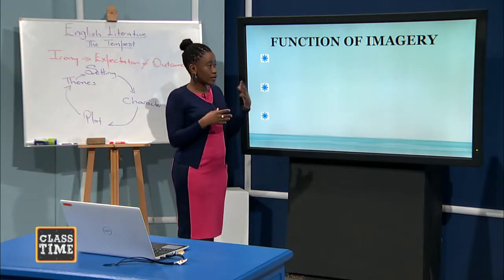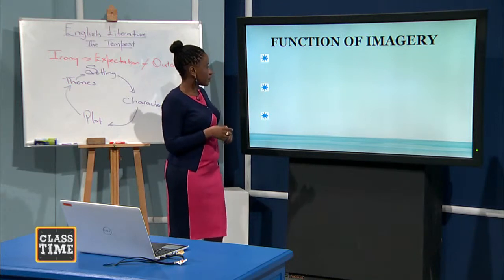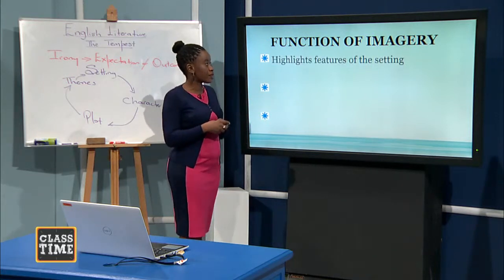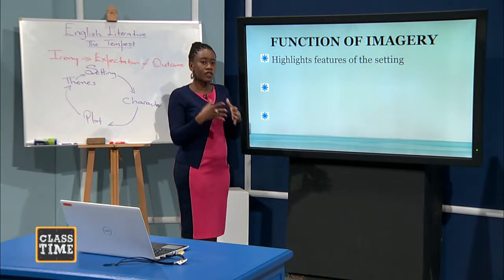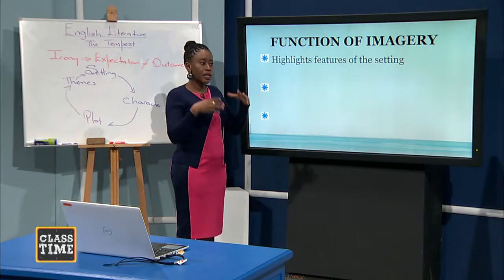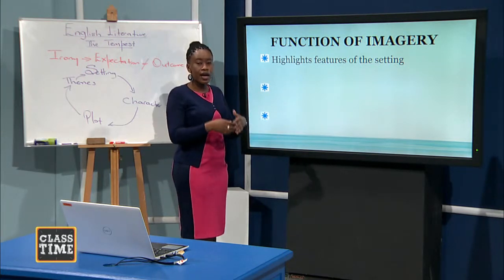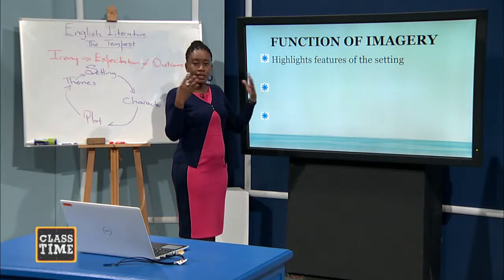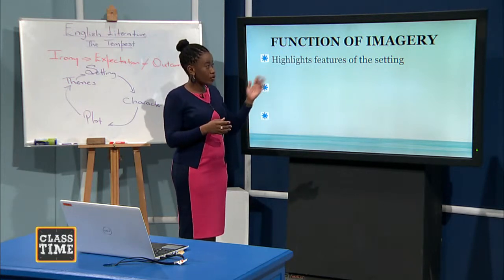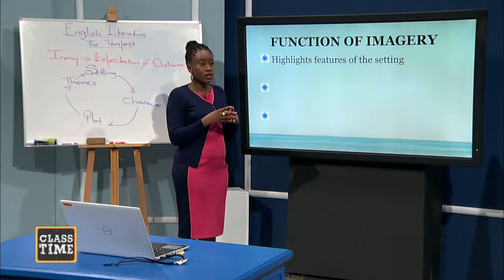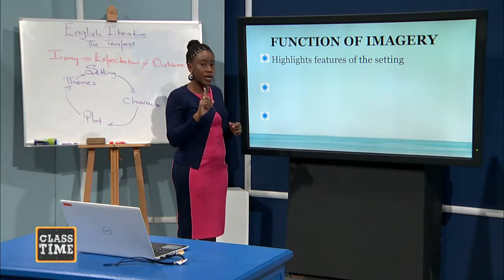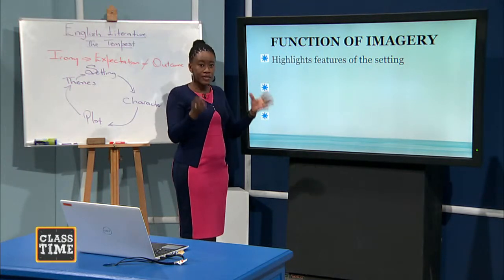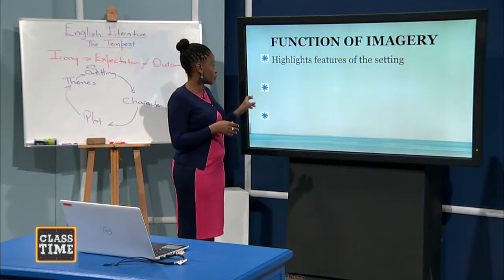All right, so this is how imagery is used. So in terms of the general functions of imagery, it can highlight features of the setting. Remember when we saw the fire and the waters piling up and the sky being pitch black and so on, we realized that this kind of setting was kind of horrifying, especially for Miranda, who is so innocent and has never seen anything like this in her whole life before.